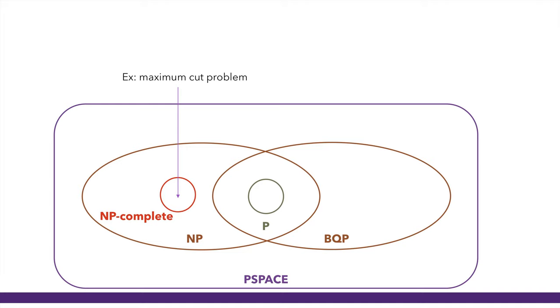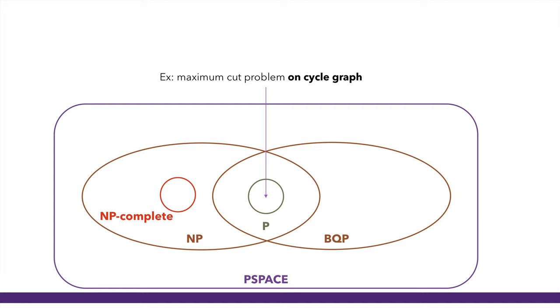But it's only NP-complete by definition, right? In the worst case, that's what it means to be NP-complete. The asymptotic complexity of a problem is defined as worst case asymptotic complexity. However, if you look at a particular instance, for example, maximum cut on a cycle graph, this problem is no longer NP-complete. It's actually quite easy. There's a polynomial time algorithm for it.